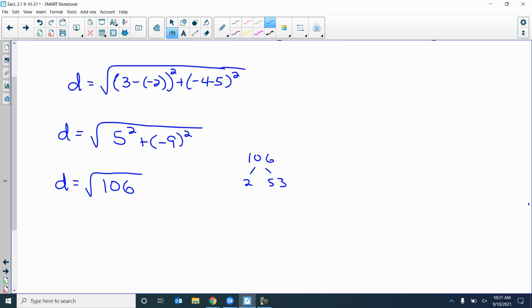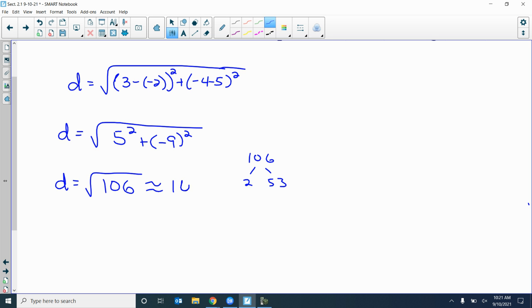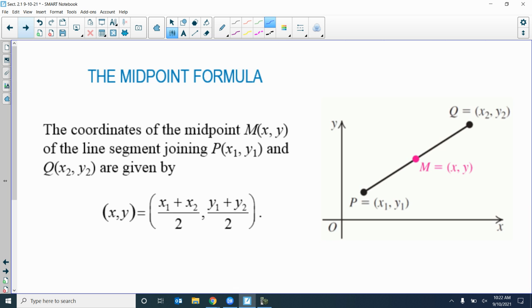Now, in some cases, they'll want the decimal. So the square root of 106 is approximately 10.3. So it just depends on how they ask the answer. Now remember, exact answer means no decimal. So you have to leave it as radical 106 if that's what they ask for. Distance formula, plug that in.